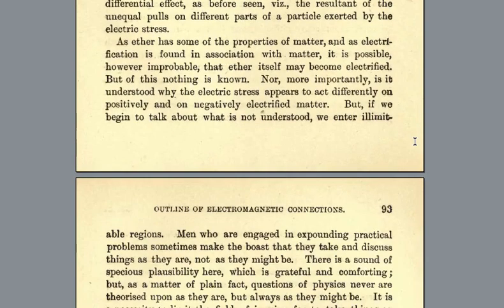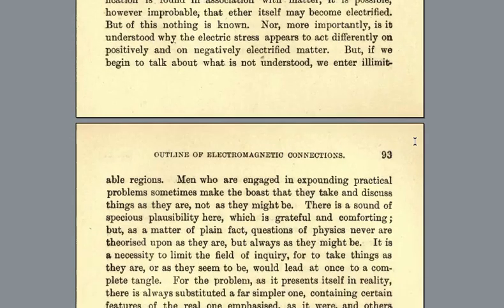As ether has some of the properties of matter, and as electrification is found in association with matter, it is possible, however improbable, that ether itself may become electrified. But of this nothing is known. Nor, more importantly, is it understood why the electric stress appears to act differently on positively and on negatively electrified matter. But if we begin to talk about what is not understood, we enter illimitable regions.